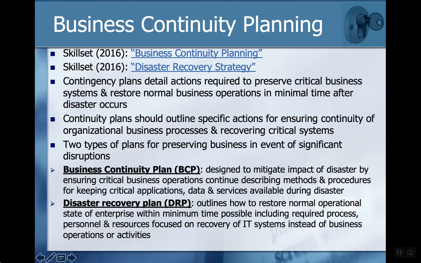Disaster recovery plans are a much more technically focused plan. Its objective is to define what it's going to take to restore the normal operational state and minimize the time. So it's not necessarily business operations focused; it's technically focused. But the two work together. There's an overlap, mainly because businesses use information technology so much. There is a distinct interrelationship between the two.